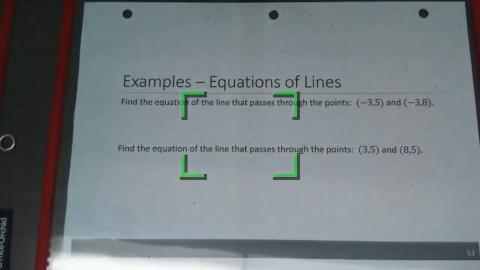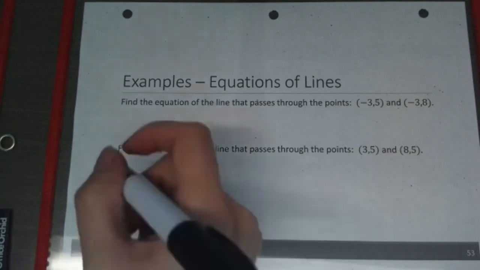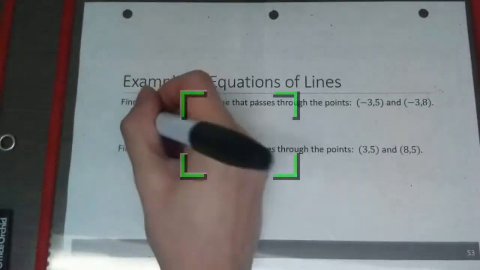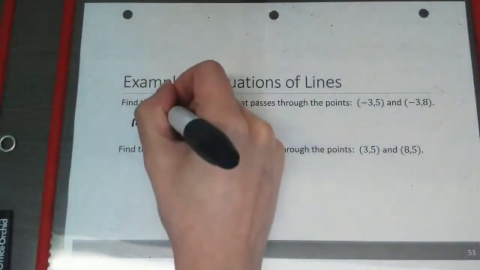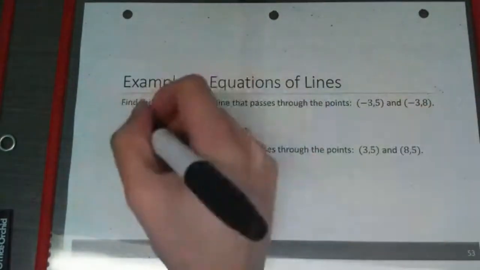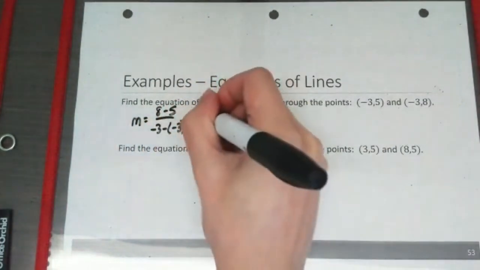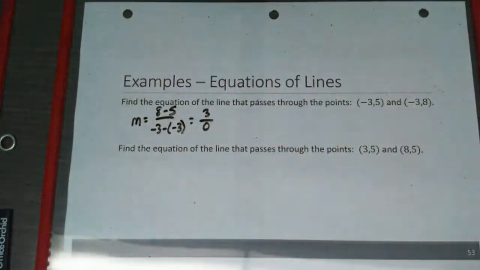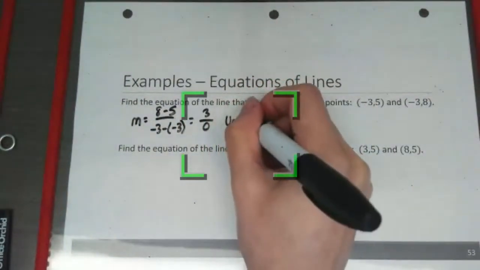Next up, we're going to find the equation of the line that passes through the points (-3, 5) and (-3, 8). So this time they didn't give us our slope. We need to find the slope first. So if I do my y2 minus y1, that's 8 minus 5, over my x2 minus x1, -3 minus -3. This is that case where we're dividing by 0. And if we divide by 0, then our slope is undefined.